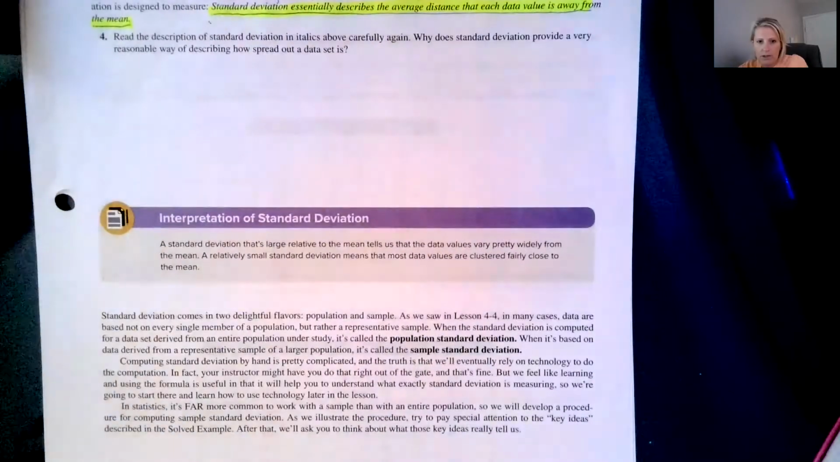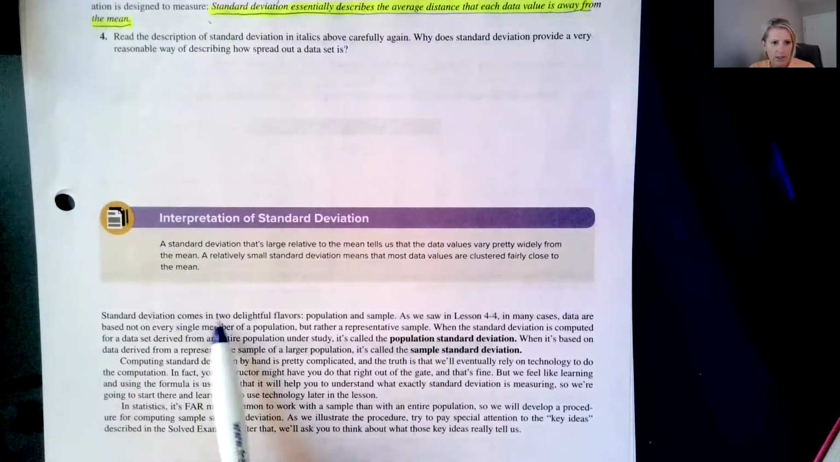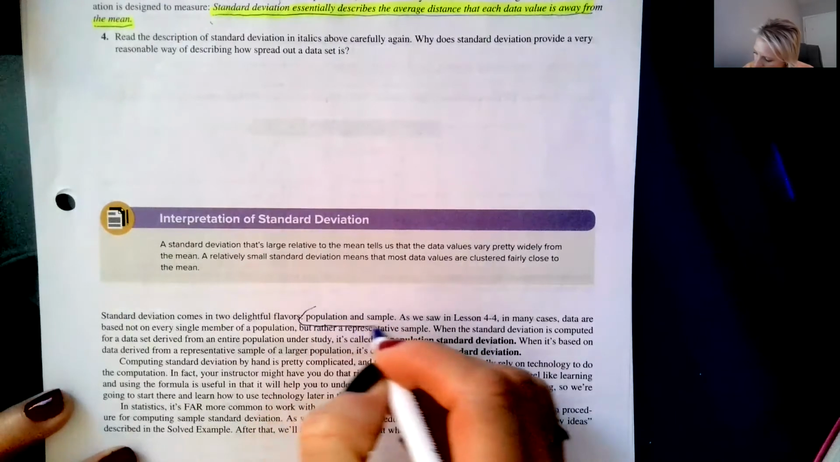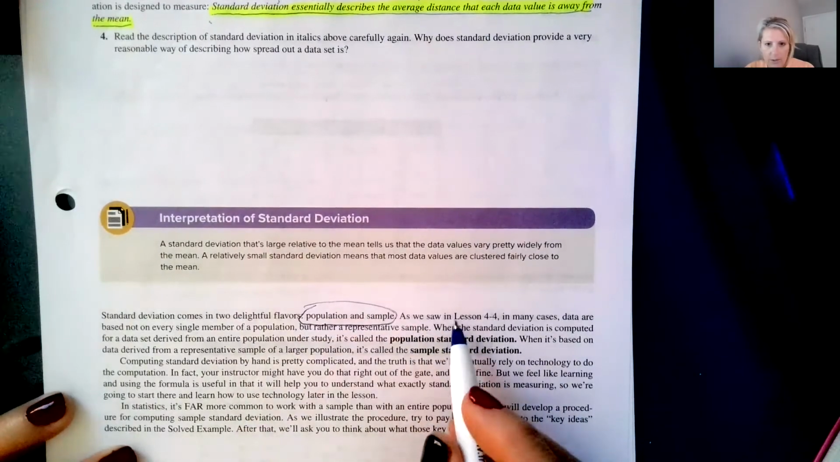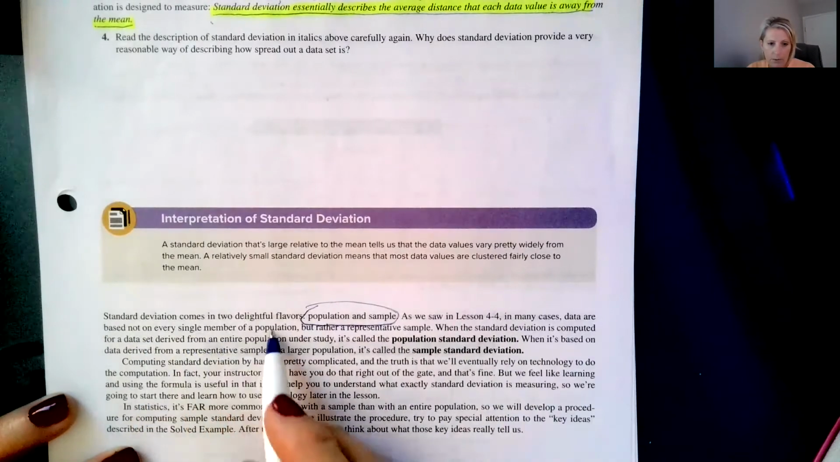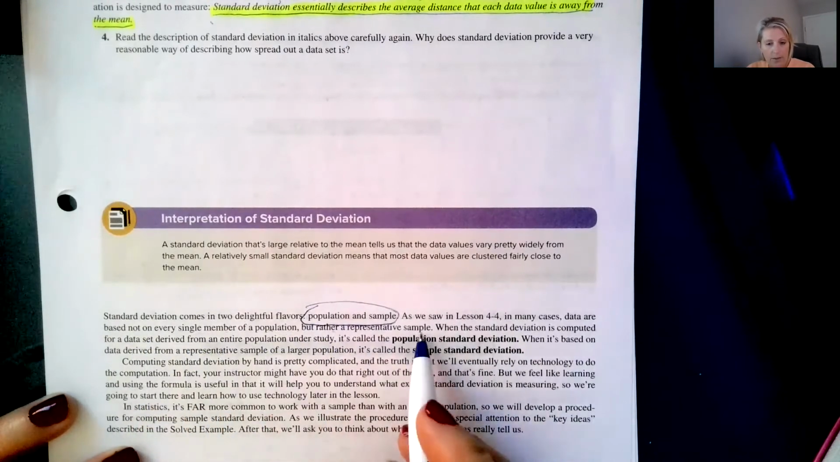How to put that in words. Standard deviation comes in two delightful flavors, population and sample. We talked about that with our mean as well. As we saw in lesson 4.4, in many cases, data are based not on every single member of a population, but rather a representative sample.